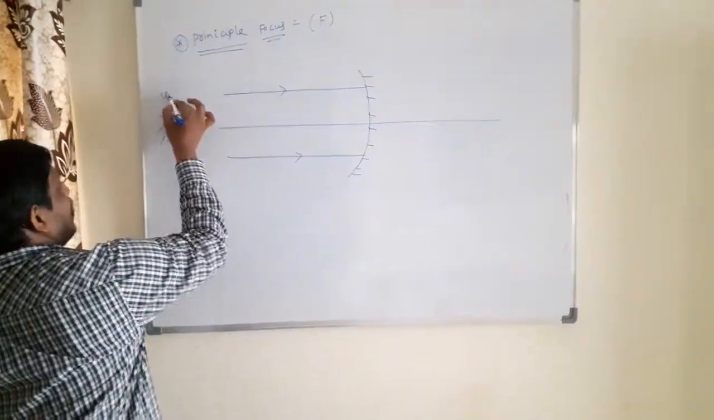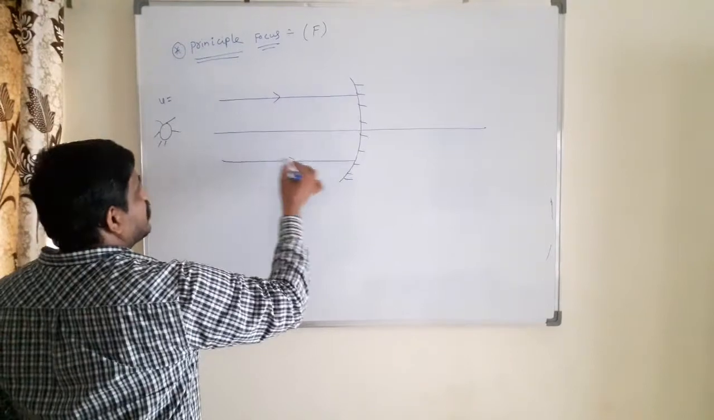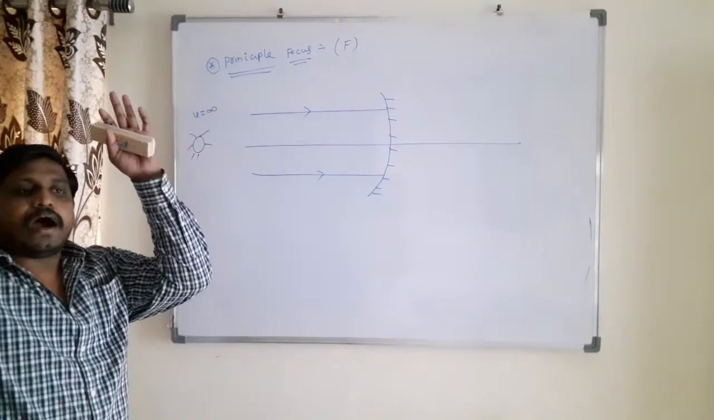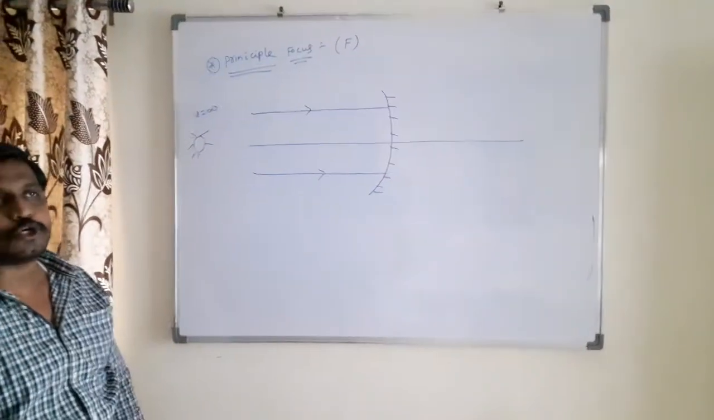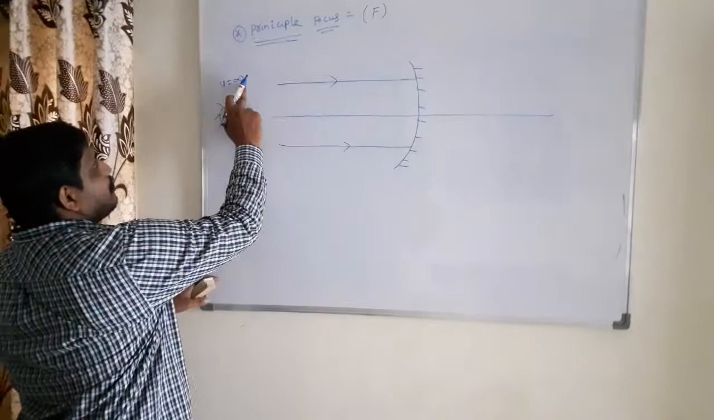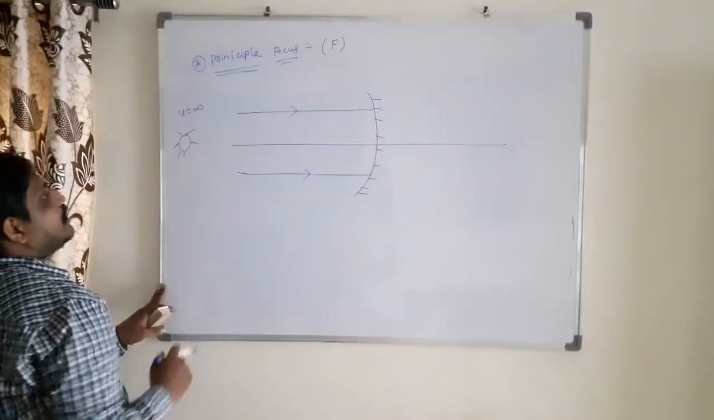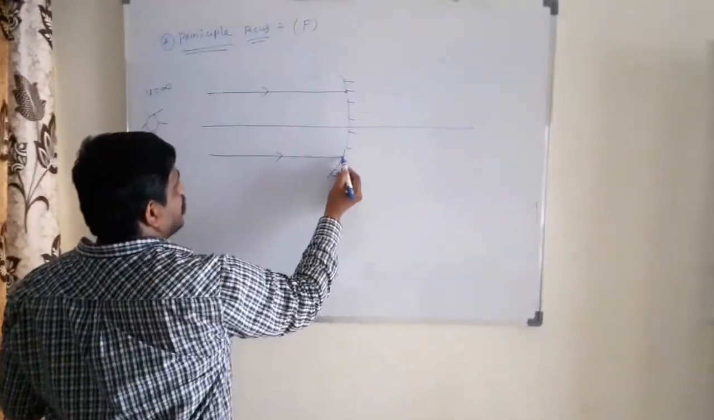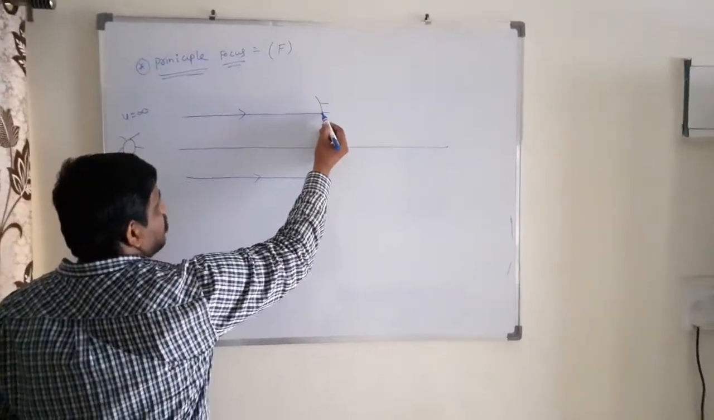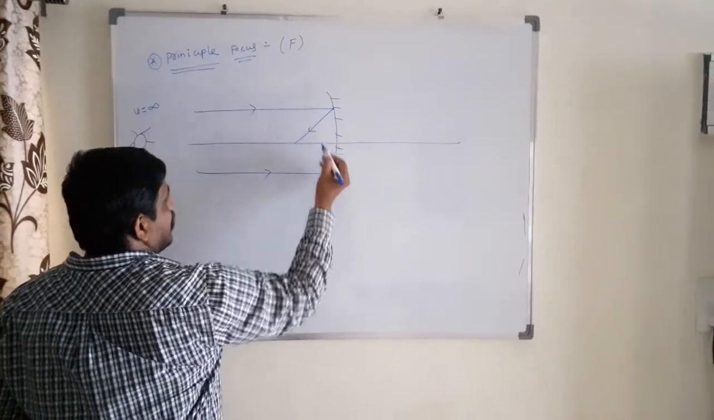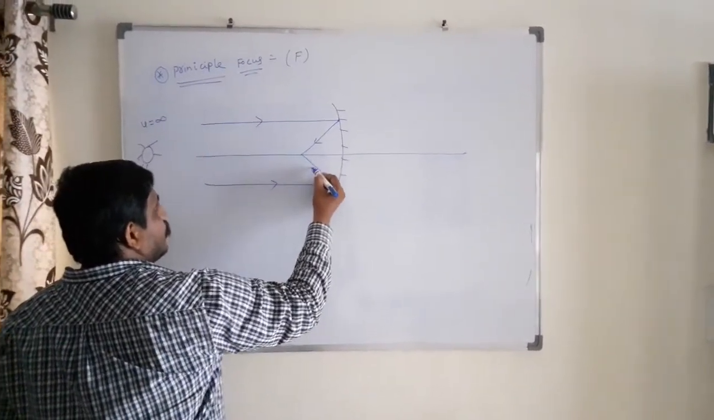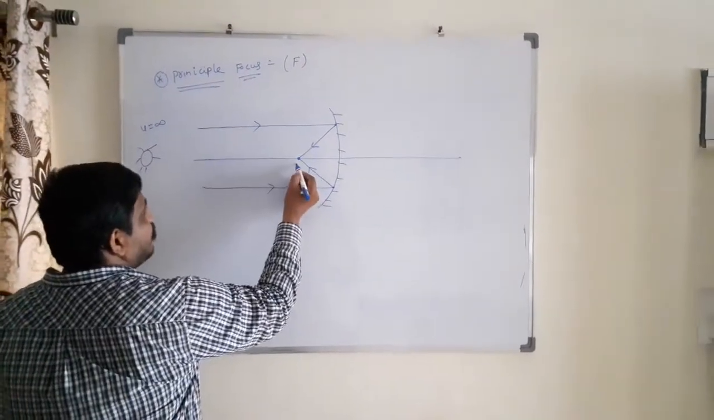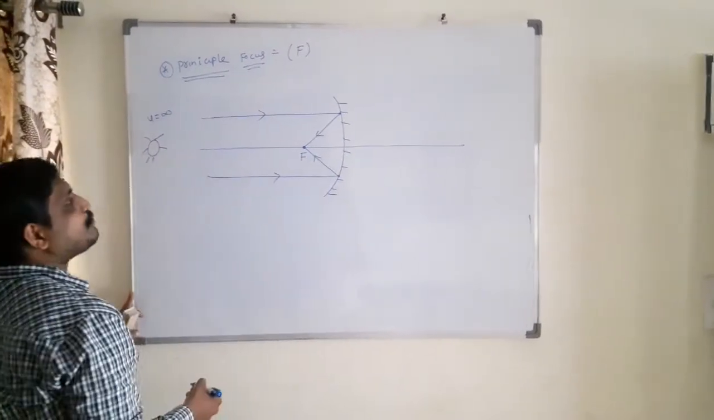Simply put, for parallel rays the object distance is taken as infinity. The object distance is denoted by u, so here u can be taken as infinity. In this ray diagram, the light is reflected here and here. Both the rays meet here. This meeting point is the principal focus.